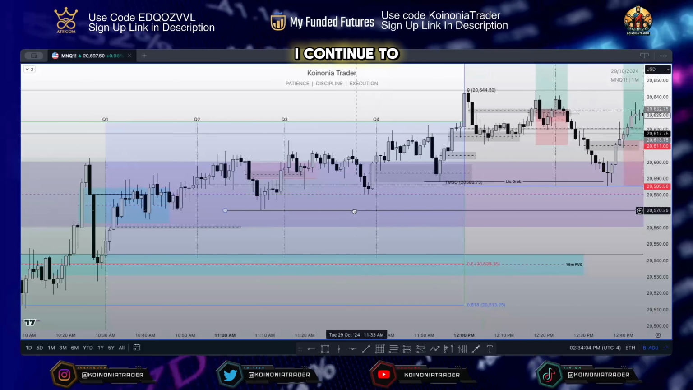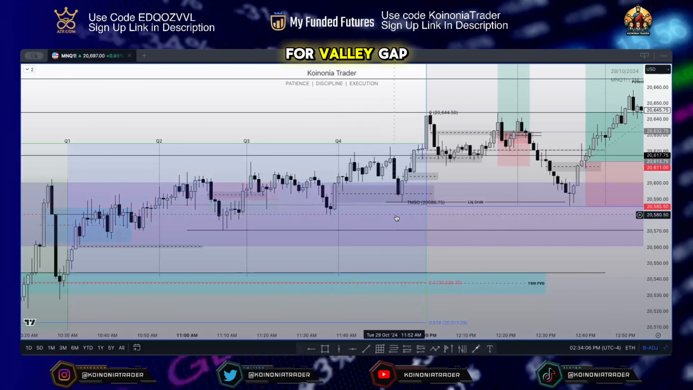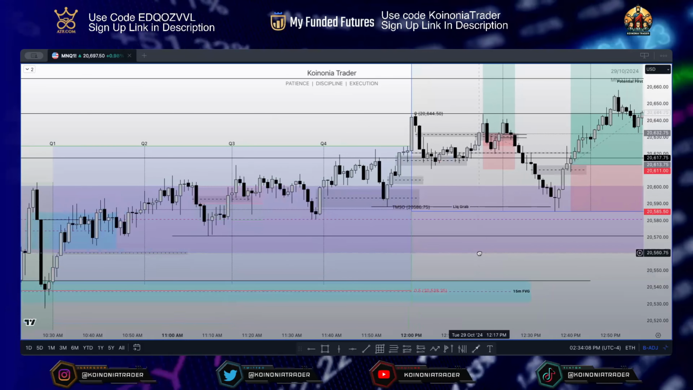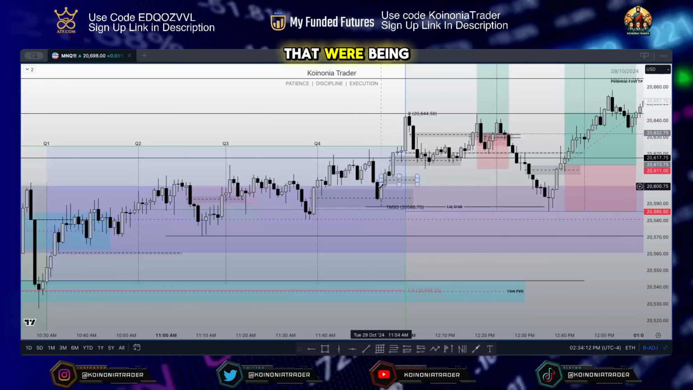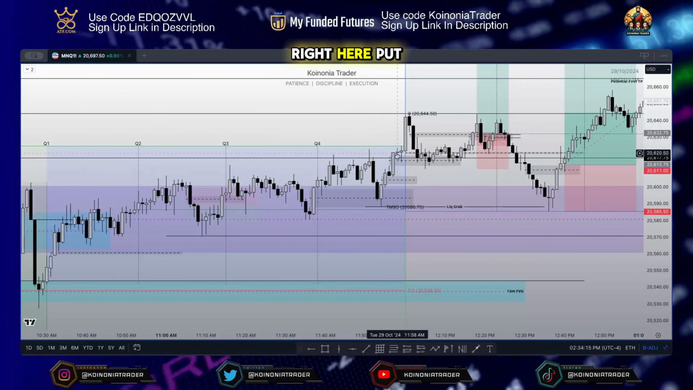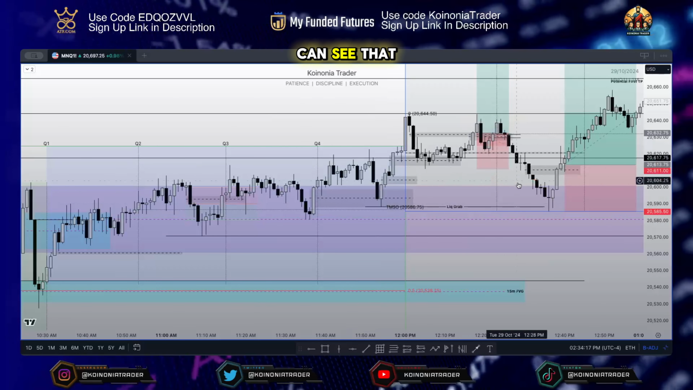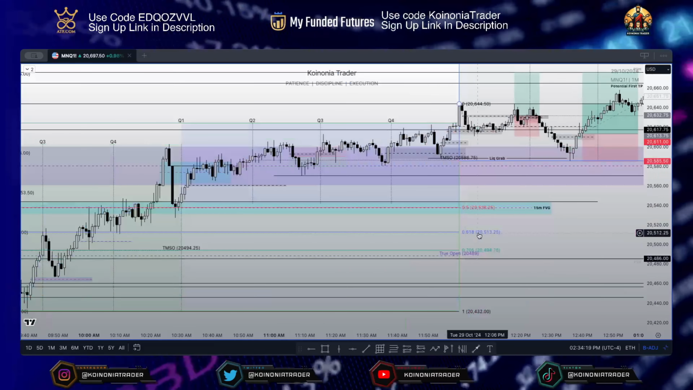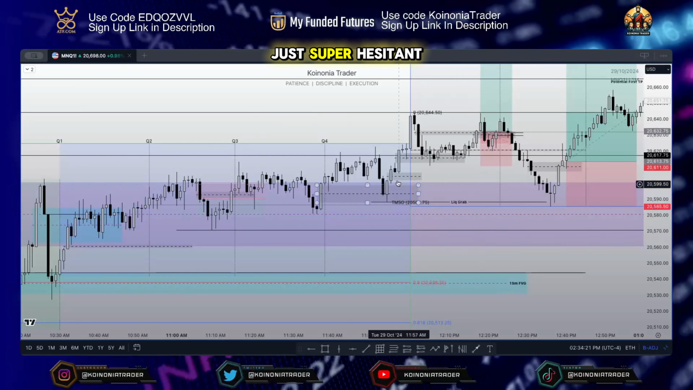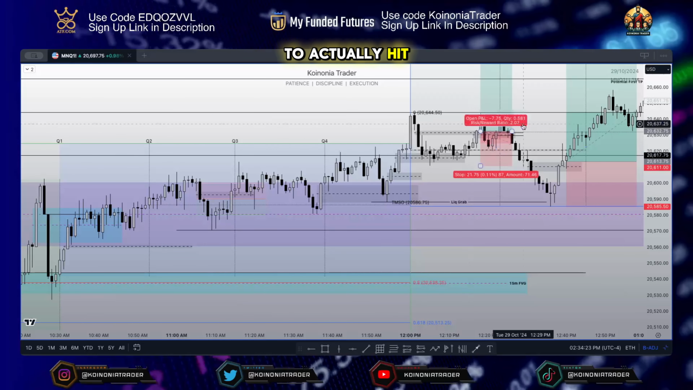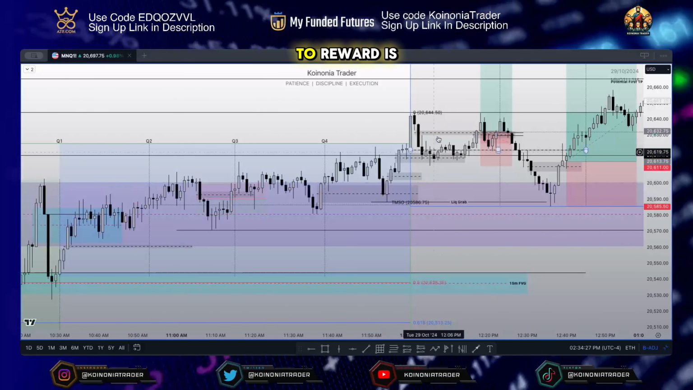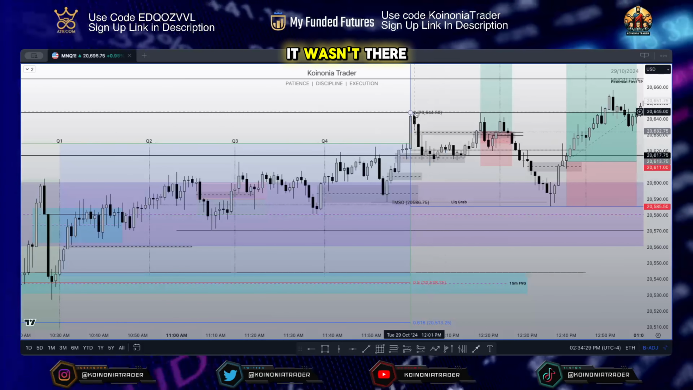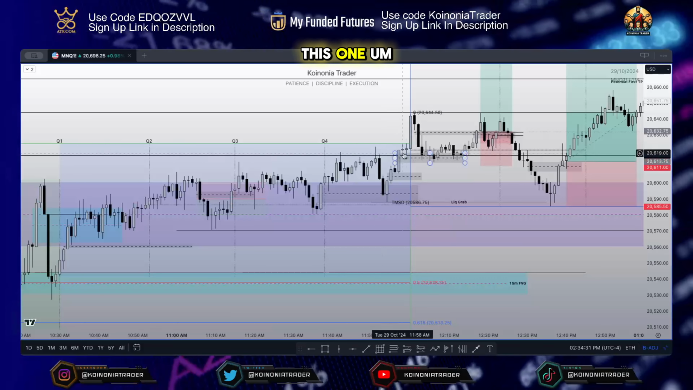I continued to wait, looking for a bearish fair value gap to get invalidated and then to continue moving higher. There were a couple more that were being invalidated, like this one right here. Put your stop below that low, and as you can see, that got stopped out. But I was just super hesitant because I wanted to actually hit this level, and I was figuring, you know what, the risk to reward is just not there. It wasn't there for me, so that's why I didn't take this one.